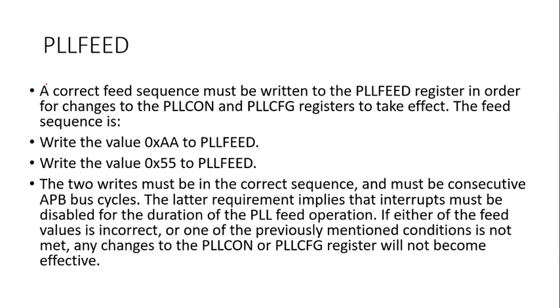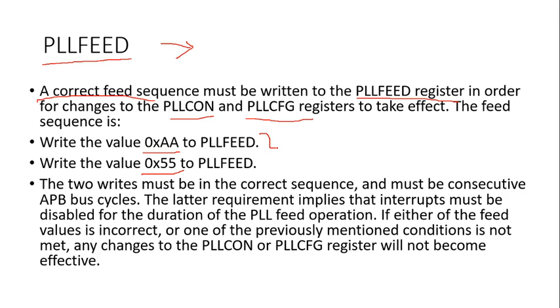Then PLL feed. This is another different thing. You can call it like a key and lock. It is like some security provided for the PLL. You cannot easily alter the values for the PLL. If you want to change the values for the PLL, you have to use the PLL feed register. A correct sequence must be written to the PLL feed register in order for changes to the PLL control register and PLL configure register to take effect. The feed sequence is AA and 55.